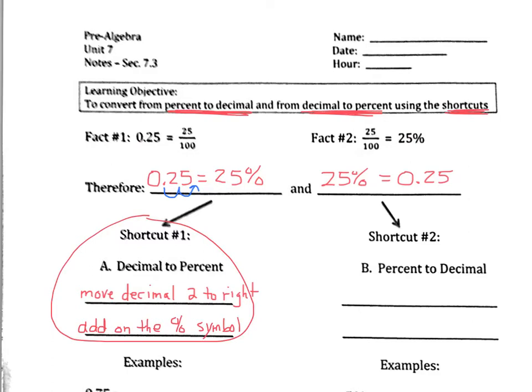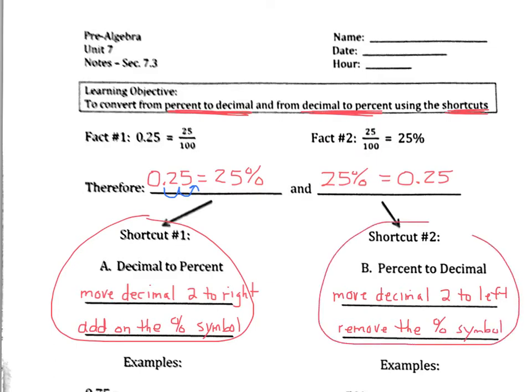And then it makes sense that the other shortcut is just going to be the opposite. To go from a percent to a decimal, you take the decimal and move it backwards 2 places. So move the decimal 2 to the left. And instead of adding on the percent symbol, you remove the percent symbol. Okay? So there are your 2 shortcuts.